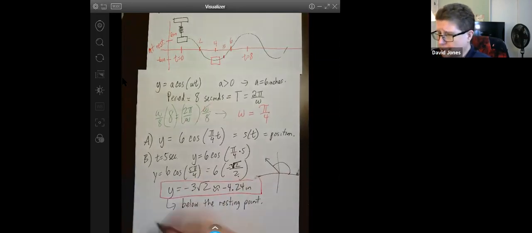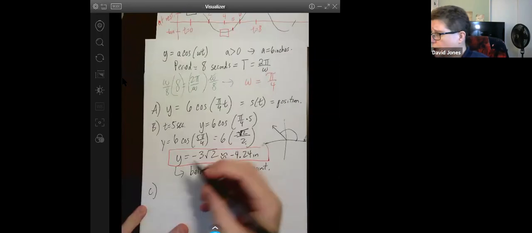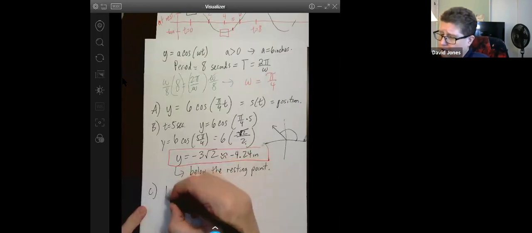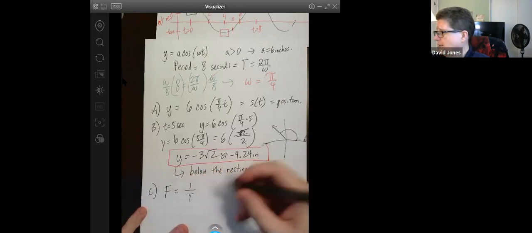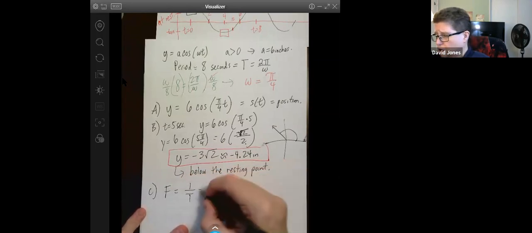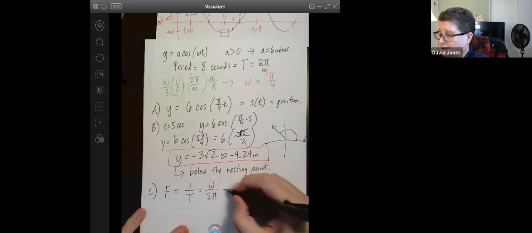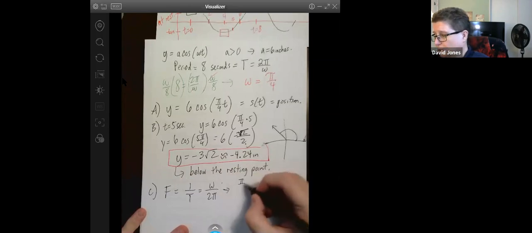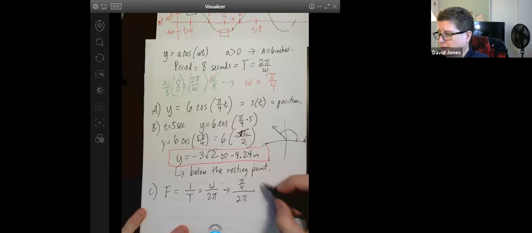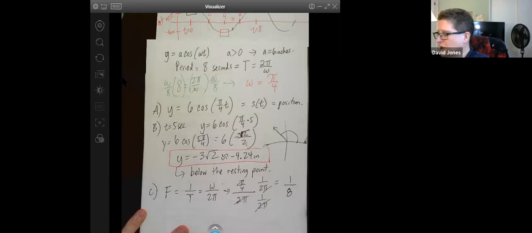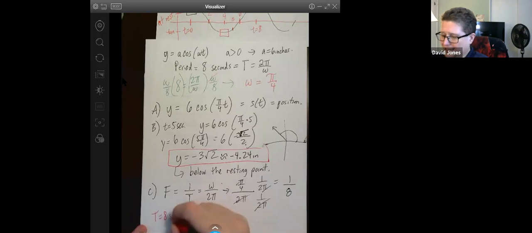And finally, part C, we wanted to find the frequency. Frequency is 1 over t, which is omega over 2 pi. Pi over 4 divided by 2 pi. Pi's cancel, and I get 1 over 4 times 2 is 1 over 8. We knew that. Why? Because t equaled 8 seconds.